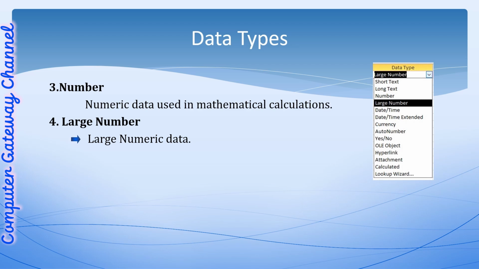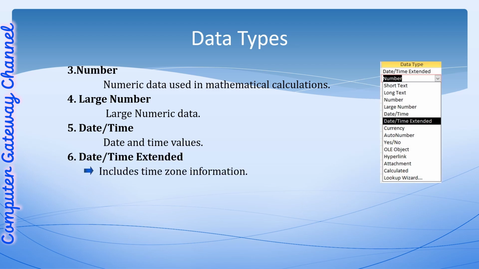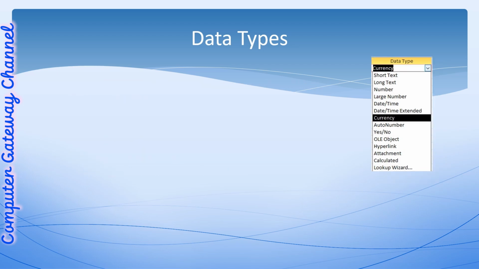Number. This data type is used to work with numeric data that is used in mathematical calculations. Large number. If you have large numeric values, then use the large number data type. Date and time. This data type is designed specifically to store date and time values. It does not store numbers or text. While if you require more precision, then use the extended date and time option.